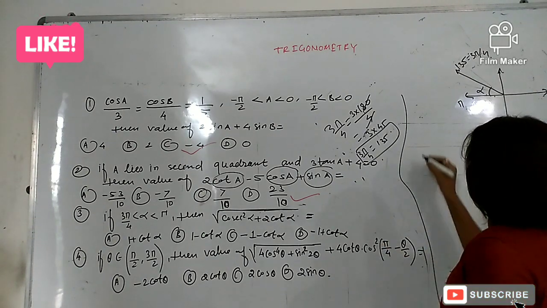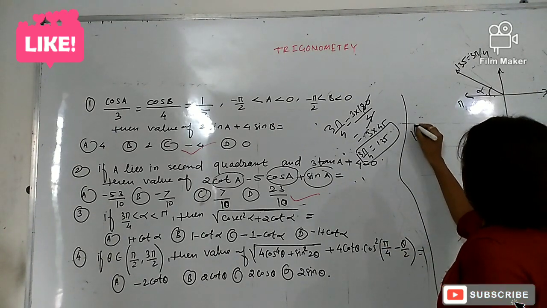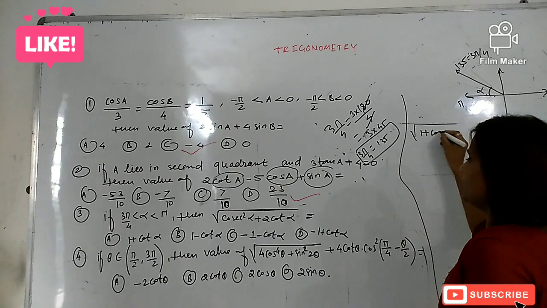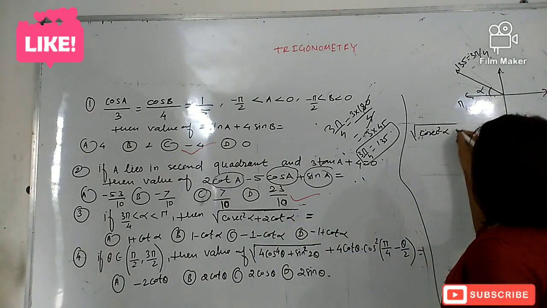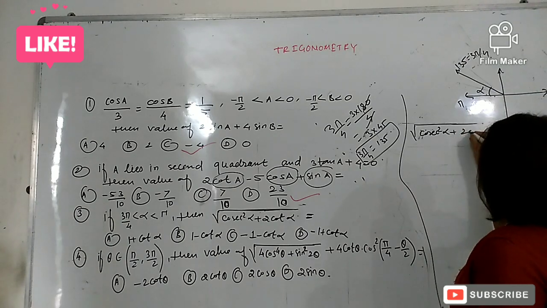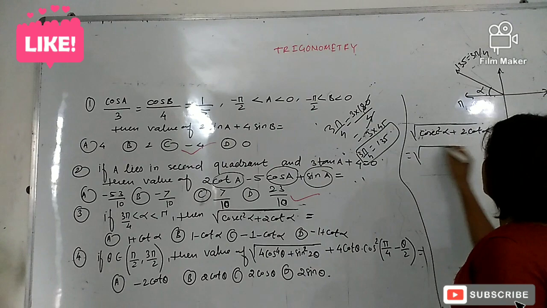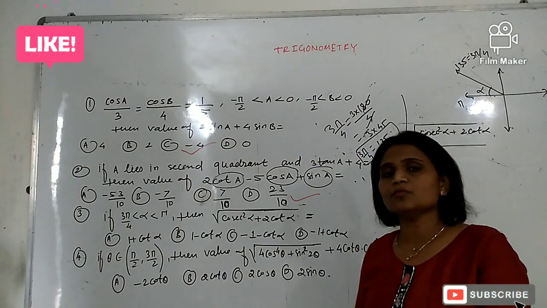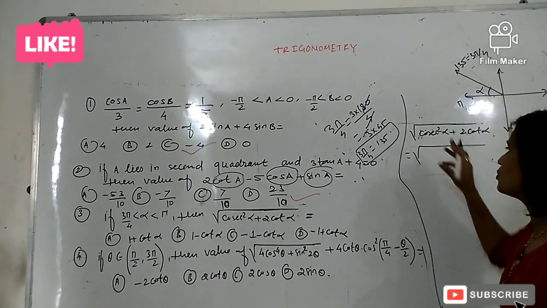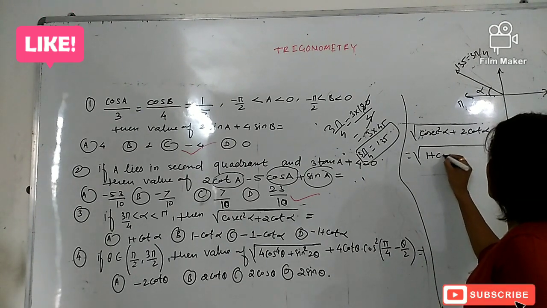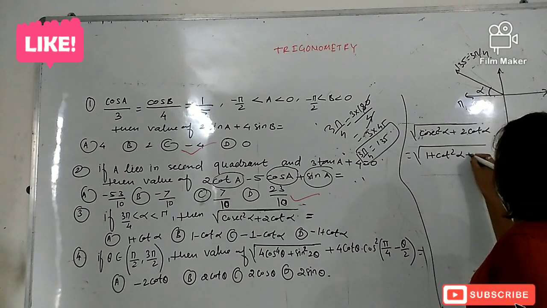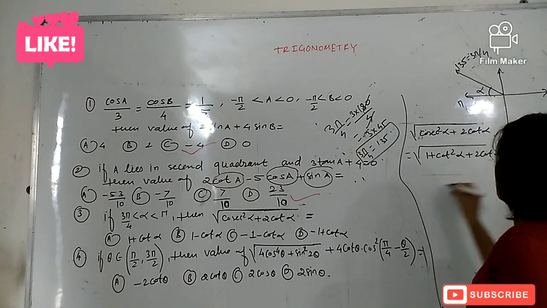Then just simplify the given expression. What is the given expression? It is the square root of 1 plus cosec square alpha plus 2 cot alpha. I can write this cosec square in terms of cot square. What is the value of cosec square in terms of cot square? Its value is 1 plus cot square alpha. So we have 1 plus cot square alpha plus 2 cot alpha.